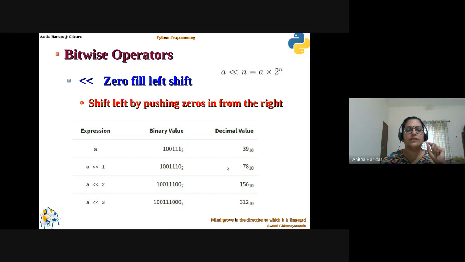If we are going to shift it 3 times, then multiply the value with 2 power 3. So 39 into 8, 2 power 3, n value is 3 here, right? So a left shift 3 is equal to a into 2 power 3. So 2 power 3 is equal to 8. 8 into 39 will be 312, right? So this is how the left shift operation functions.